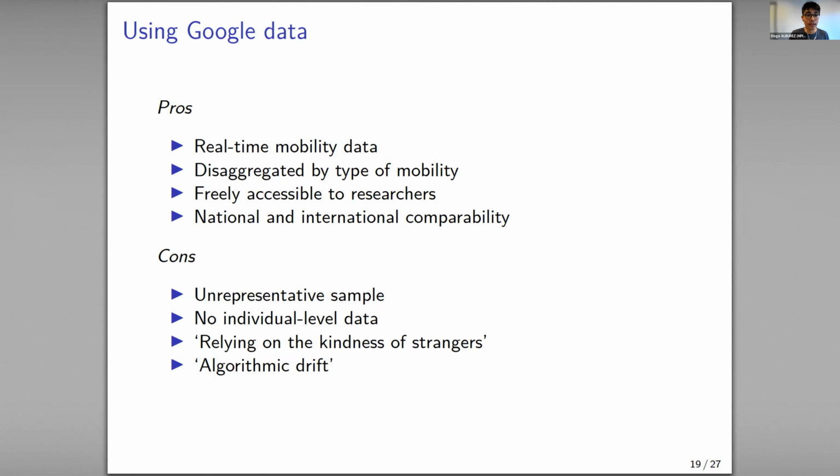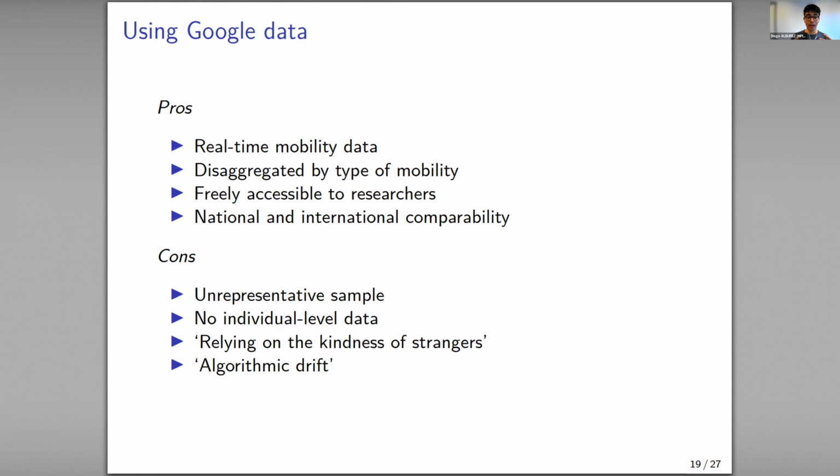So when it was updated regularly, you had data that was up to date. And in this case, it showed movement by type of mobility, which can be interesting for some types of analysis. It's free, not just to researchers, but to everyone. And it's also comparable within a national territory, so regions within a given country, or also internationally, which is a big advantage.